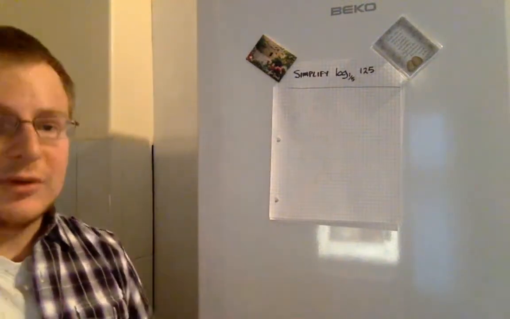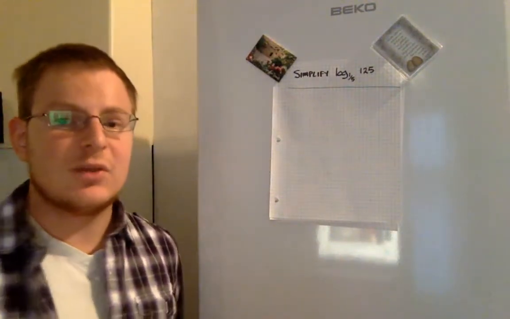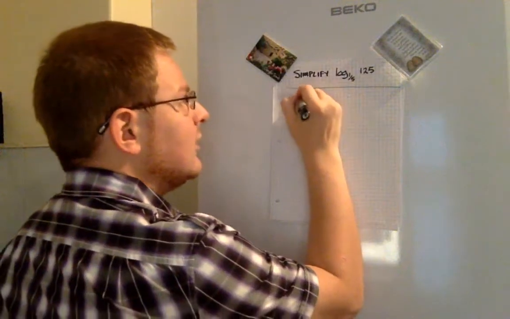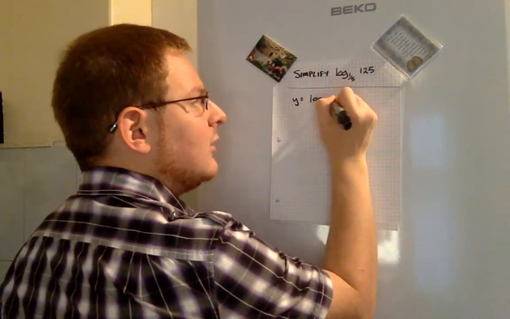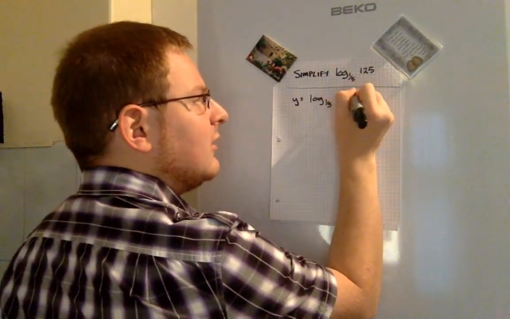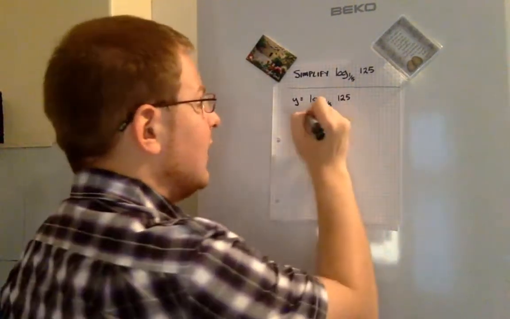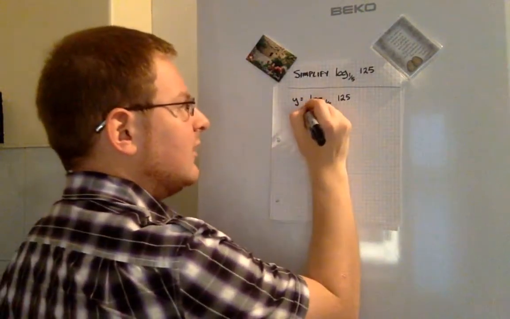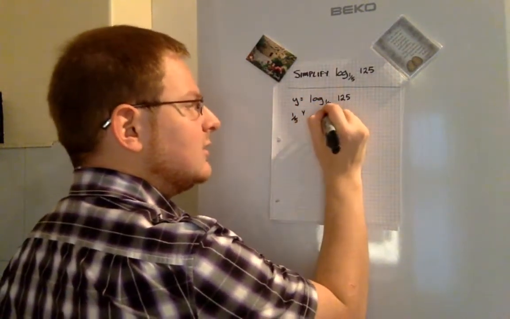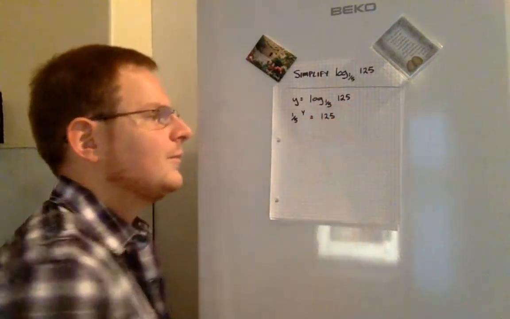What I like to do is always start as an equation, so we can say y is equal to log to the base 1 over 5 of 125. So then we know that we can basically say the exact same thing by saying that 1/5 to the power of y is equal to 125.